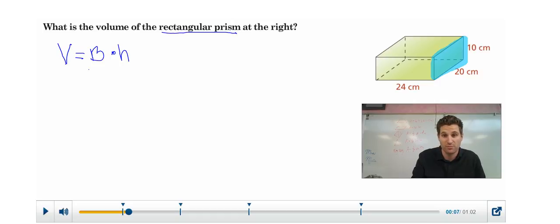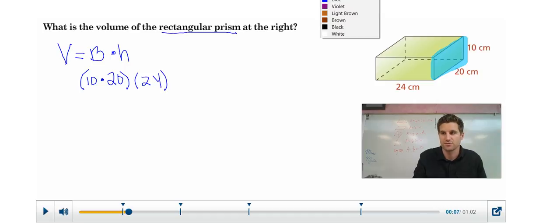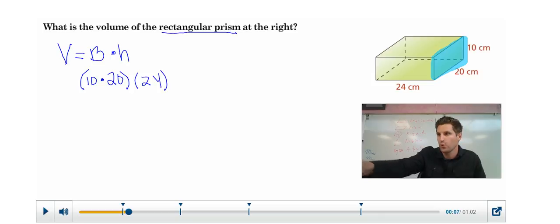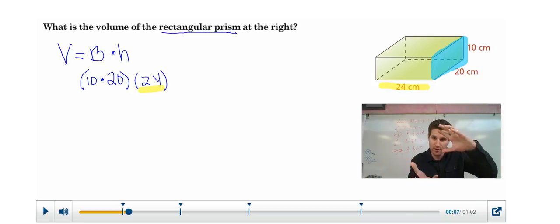It's a rectangle, so our big B is going to be 10 times 20. And then we just multiply it by the height. The height is going to be 24. Now again, we can do this in a lot of different ways. I'm choosing to do it this way. So there is our height. Again, we could set this up in a different way, and we'd still get the same answer. So we multiply all those together with a trusty rusty calculator.